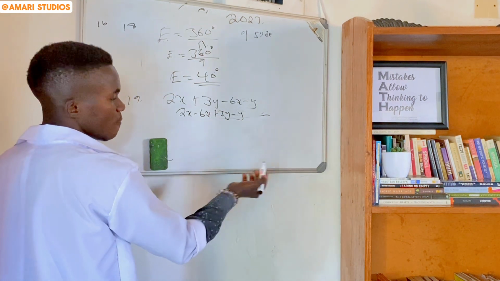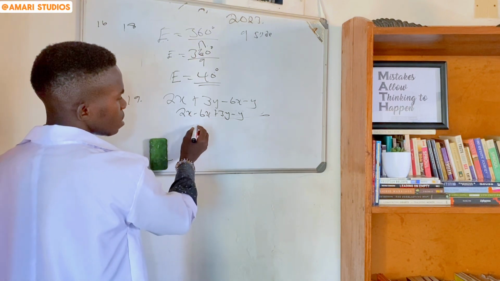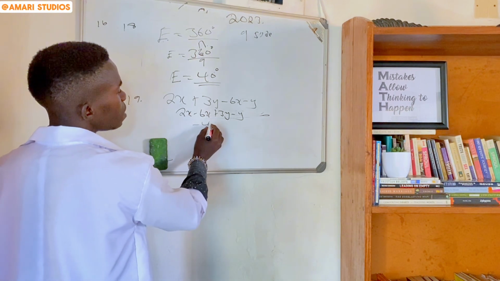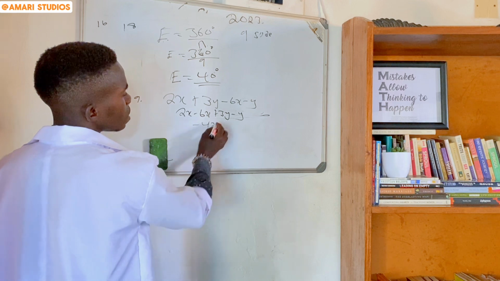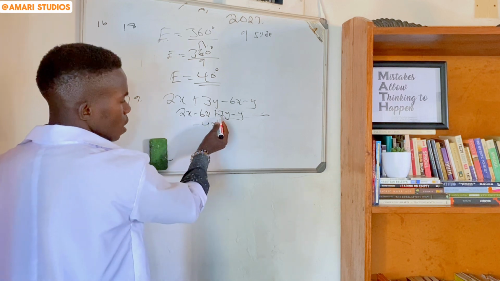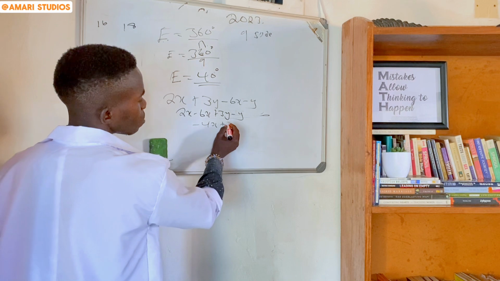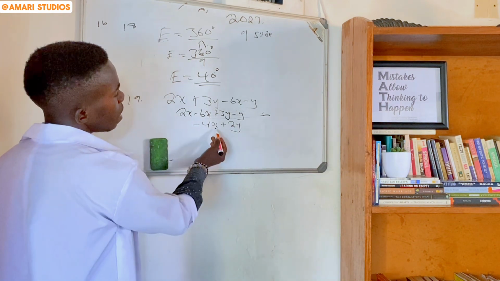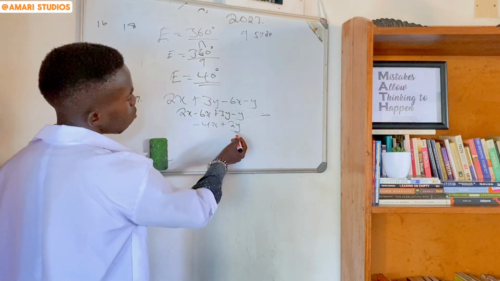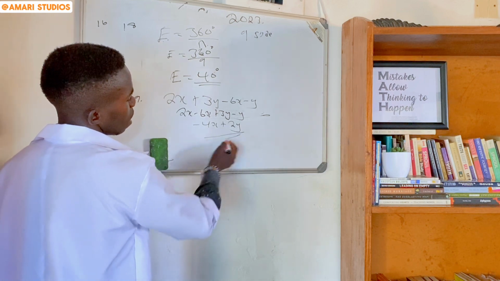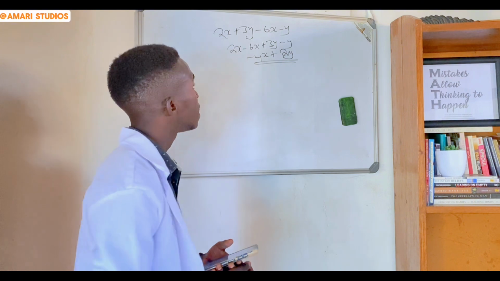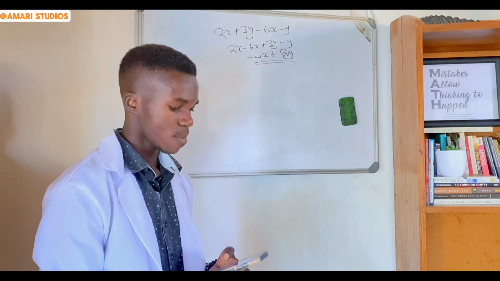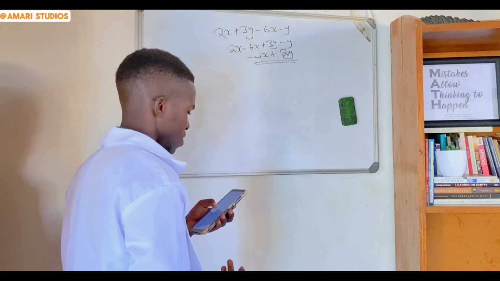Then we just evaluate. 2x minus 6x is going to give us negative 4x, then plus 3y minus y is going to give us 2y. You cannot simplify negative 4x with 2y there because these are unlike terms, meaning that you cannot add them. We move on to the next question.